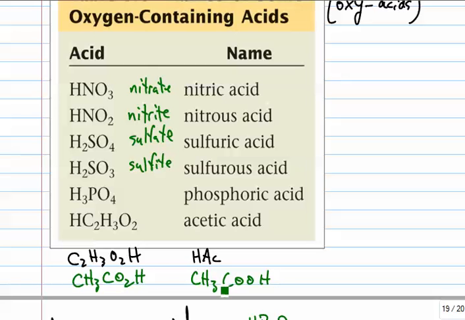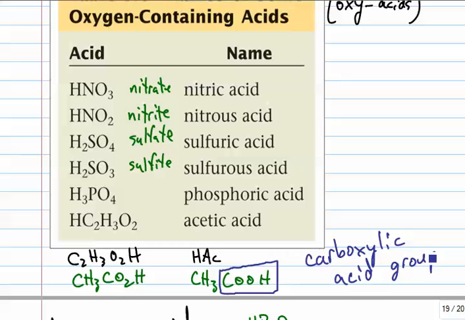CH3CO2H and CH3COOH are more common designations. And it's really this COOH group that is what we call the acid group. And this is actually called a carboxylic acid group. But really acetic acid is the only example of this, and this is not a formula that you need to memorize at this time.